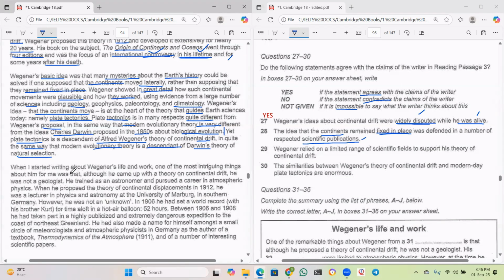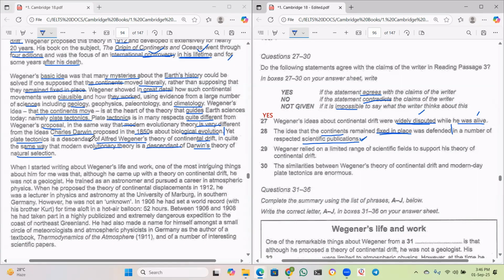He's talking about a lot of aspects here. Let us see. The idea that the continents remained fixed in place was defended. He's talking about the idea being defended in a number of respected scientific publications.